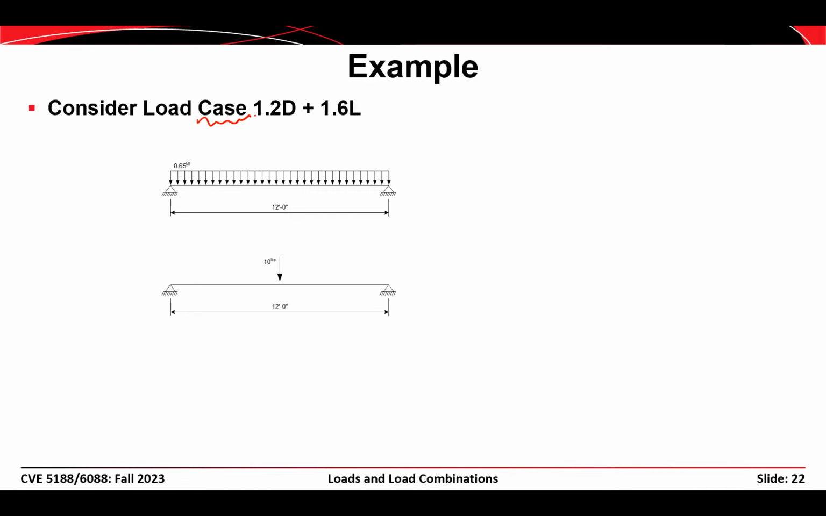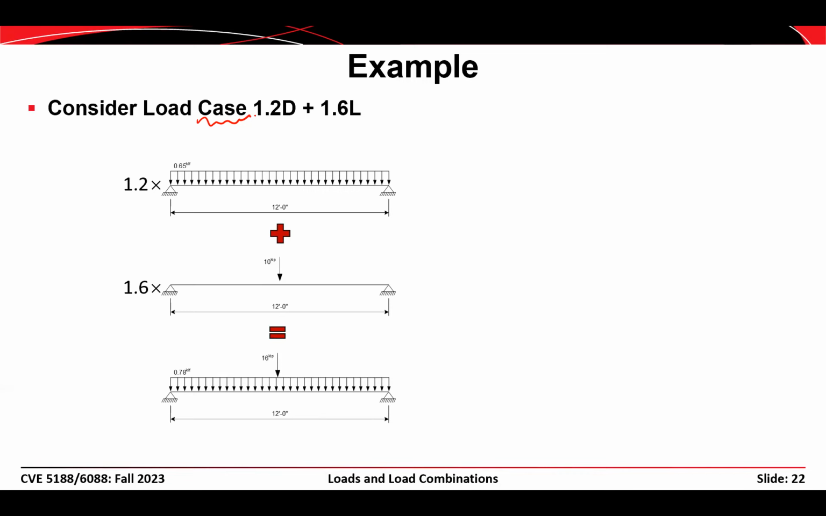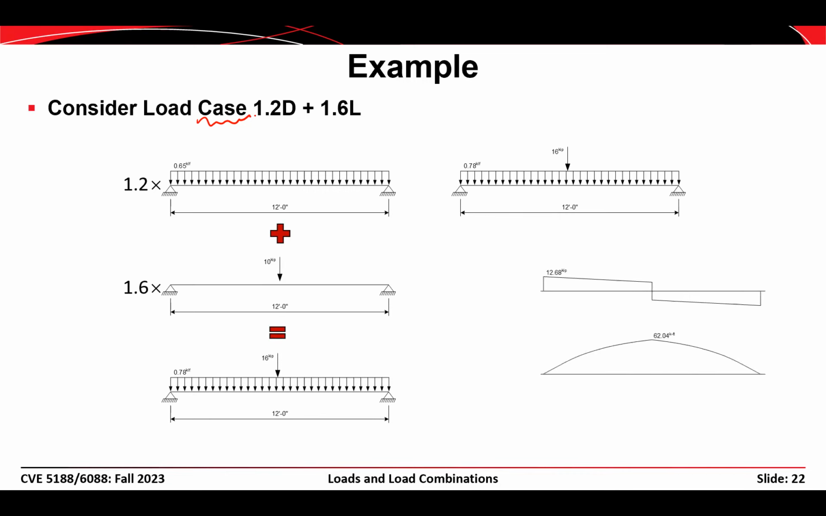So in this case, what we're going to do is define it as a load case instead of a load combination. And so we take the dead load, 0.65 kips per linear foot, multiply the dead load by 1.2, multiply the live load of 10 kips by 1.6, put those factored loads on the structure, and then we get a shear force diagram and a bending moment diagram.